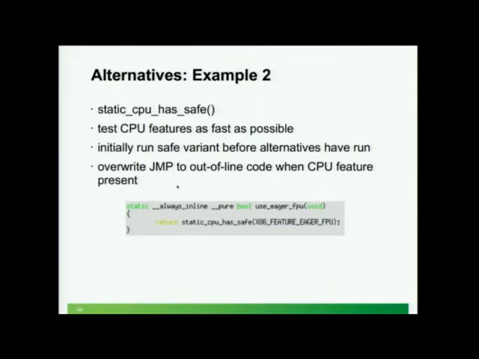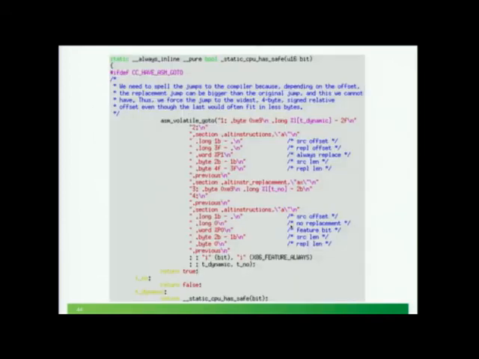This is an example in the code. So for example, if you say, am I using eager FPU? I do static_cpu_has_safe. This is the definition. That's the same variant. So initially, when the machine starts, that code is there. So that's a jump to here and runs the safe variant. So this is always going to succeed. It's always going to work.